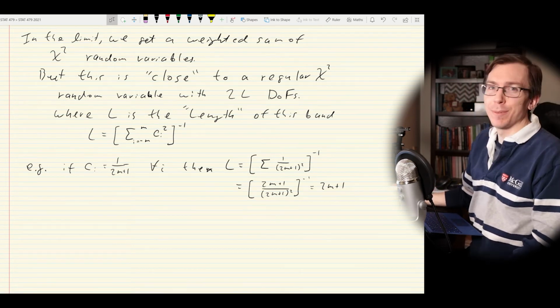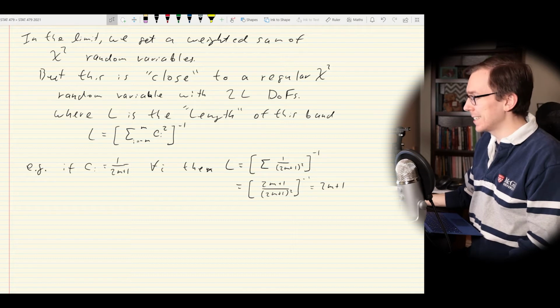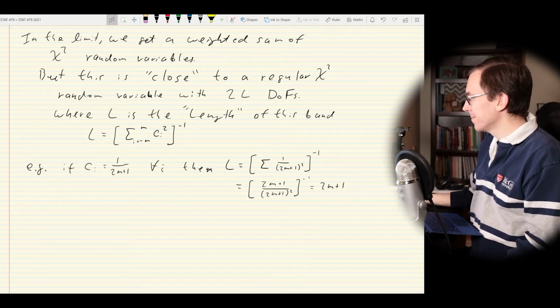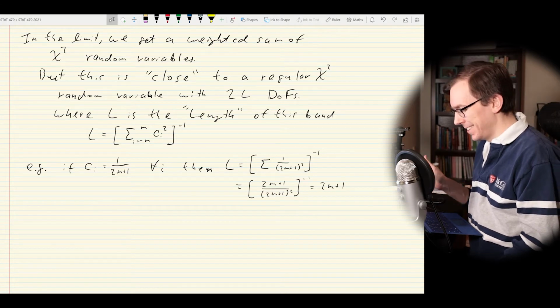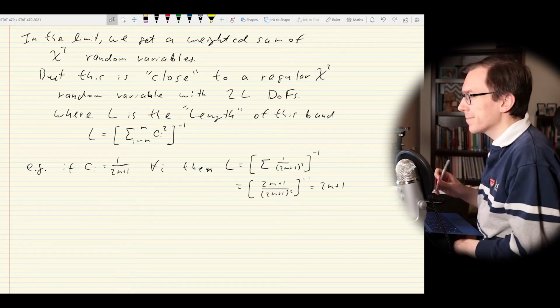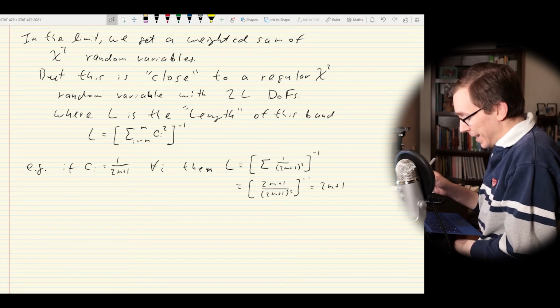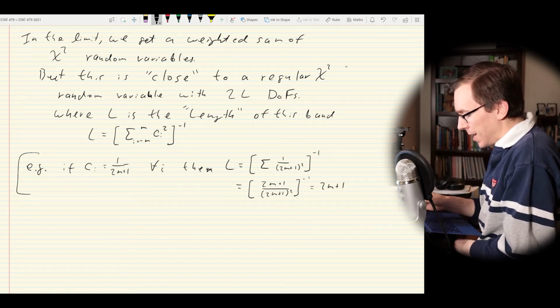Anyway, it'll be interesting when we look at this in R to see how this actually works in practice. Batteries are dying. There we go, we are back. Anyway, okay, so that's our little example. I'll block that off.